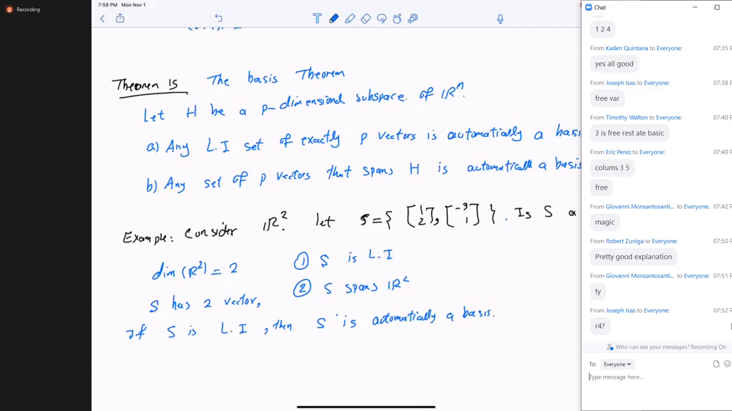You can also check condition number two instead, and because we know the dimension of R2, you don't need to check the other one. Checking one of them is enough. All right, any question?